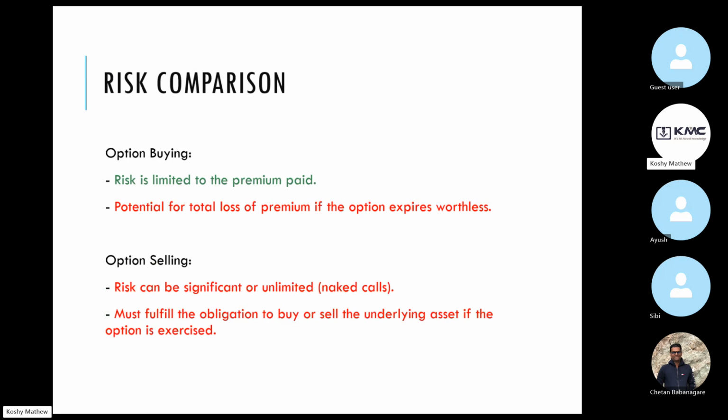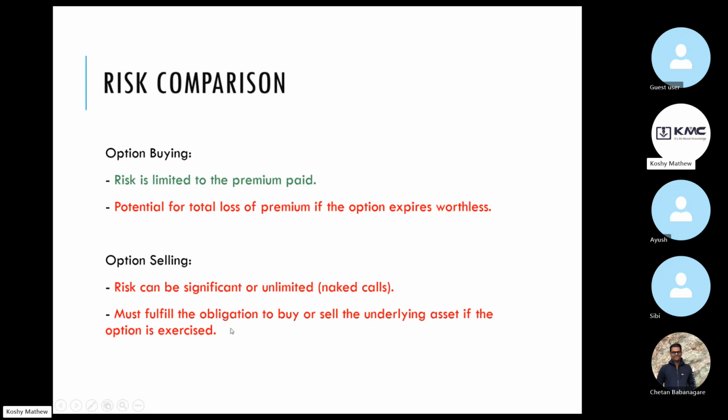Risk comparison, I already told you. Option buying and option selling. Risk is limited to the premium paid. Potential for loss of premium if the option expires worthless. Risk can be significant or unlimited for naked calls. Somebody is asking about naked calls. Naked calls means you're not hedging the call and you'll make unlimited loss.